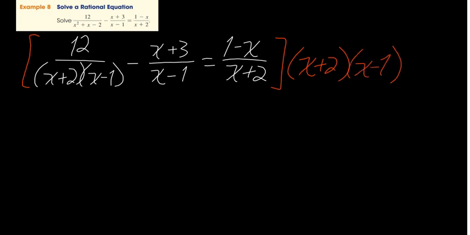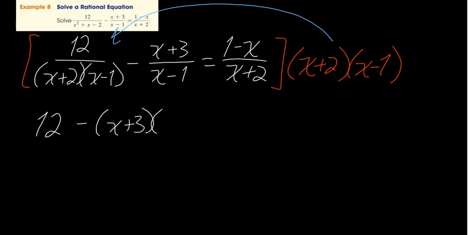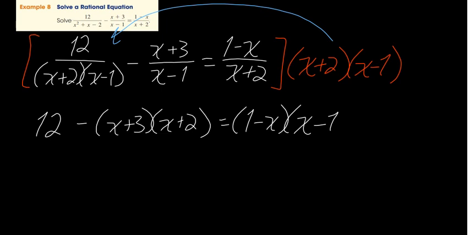Right. So let's begin the distribution process. So we distribute here. So we end up with simply a 12, right? Because the denominator just completely cancels out with what I'm distributing by. Then we've got minus, and the x minus 1's cancel, so we're going to have x plus 3 times x plus 2. So this is going to be a doozy of a problem. And then over here we have a 1 minus x times x minus 1 because x plus 2's cancel. So this 12, that's the easy one, right?